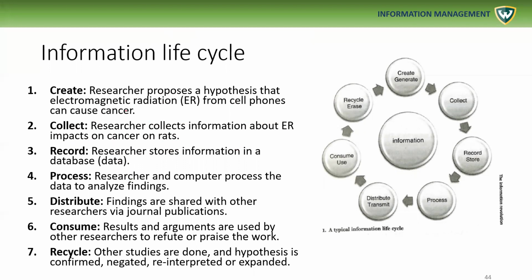The information about these impacts is analyzed by the researcher and maybe the computer. The findings are shared with other researchers via journal publications surrounding the idea of the electromagnetic radiation impact from cell phones on cancer. Then there's the consumption. So these results and arguments are used by other researchers to refute or praise the work. And then there's the recycling, such as other studies are done and the hypothesis is confirmed, negated, reinterpreted, or expanded. So this is the life cycle of the idea itself.